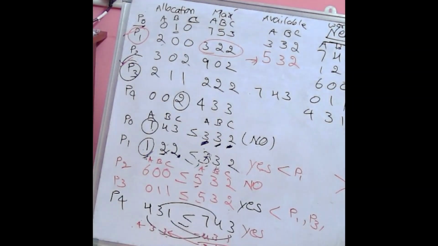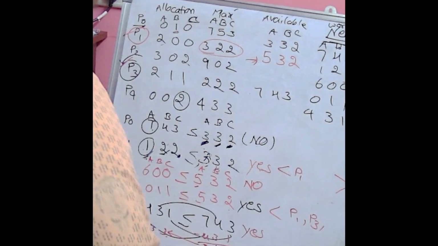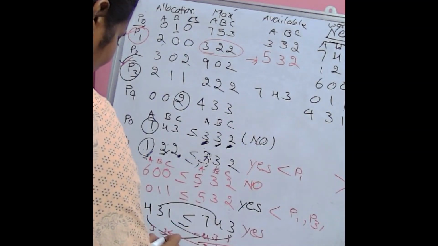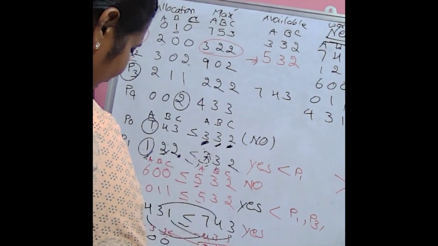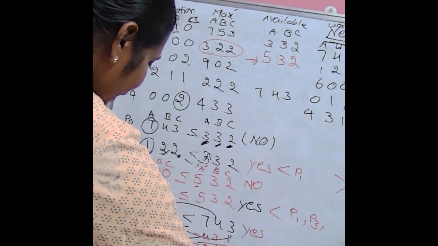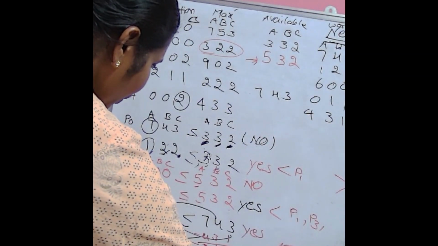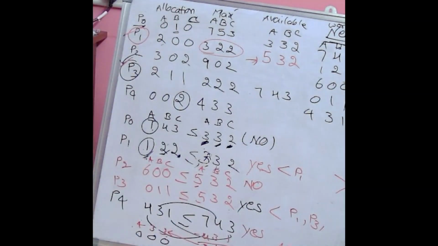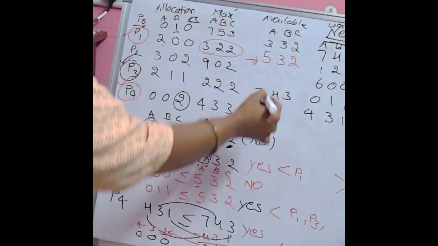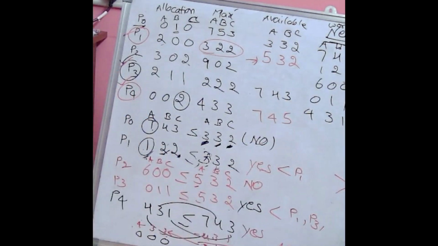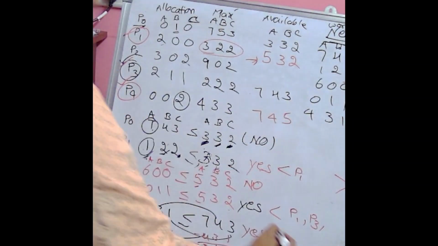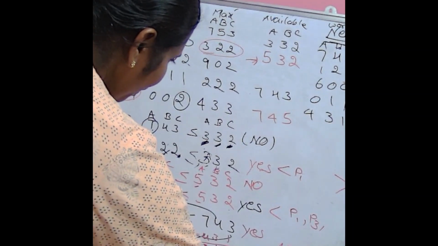Yes, ma'am. Okay, so all the available are there. That's why it will complete its execution, and after that it will become 0 0 with the available. For 3 4 1 it will add 4 3 3. Then it will become 7 4 5. After the P4 completion, 745 resources are available with the system. Now save sequence till this point.